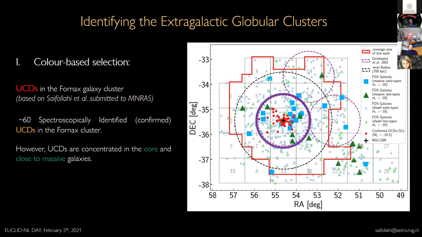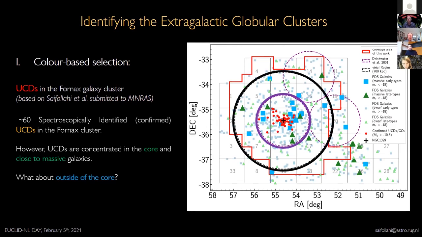You can see they're all inside this purple circle. UCDs are shown with red points here. When you compare this with the virial radius of the cluster, you see that there is a region between these two circles that is empty of red points. The reason is that that region is not explored. There have been optical data, and with optical data it is very hard to find this kind of object. They're not resolved, and colors can be very similar to stars.